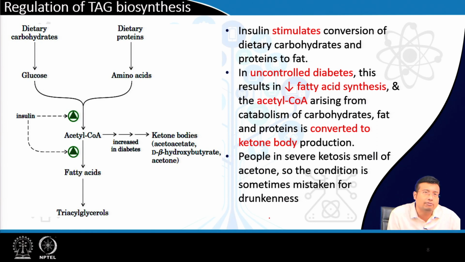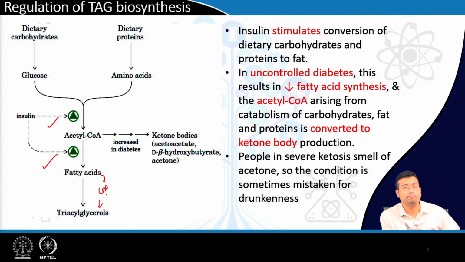Who helps in synthesis of fatty acid? Increased amount of acetyl coenzyme A, right, and we all know that whenever we are talking about an anabolic reaction, insulin is stimulating both the synthesis of acetyl coenzyme A as well as synthesis of fatty acid. In turn it becomes fatty acyl CoA, and in turn it becomes triacylglycerol. Now when will this process be hampered?